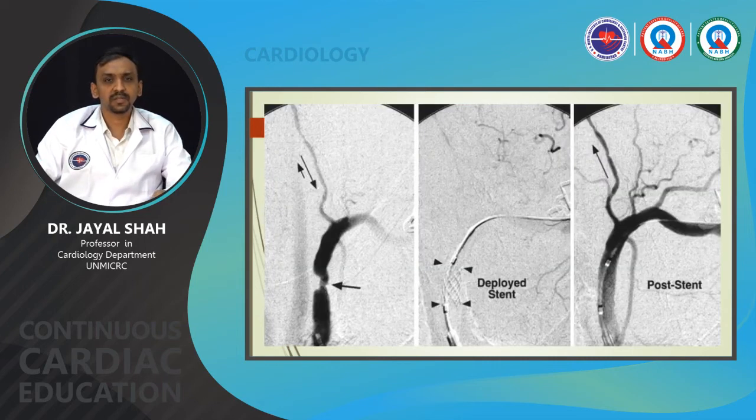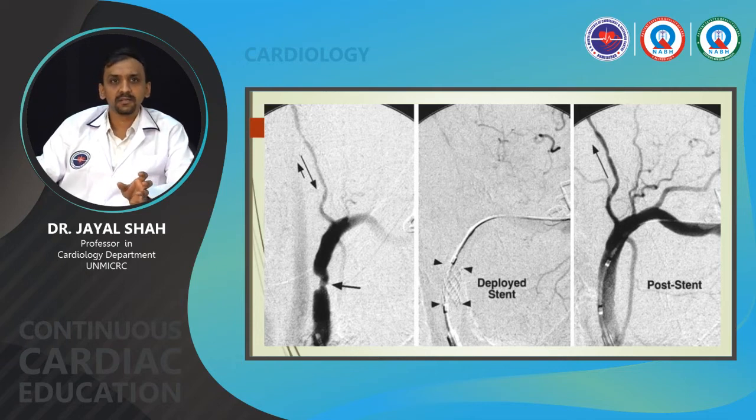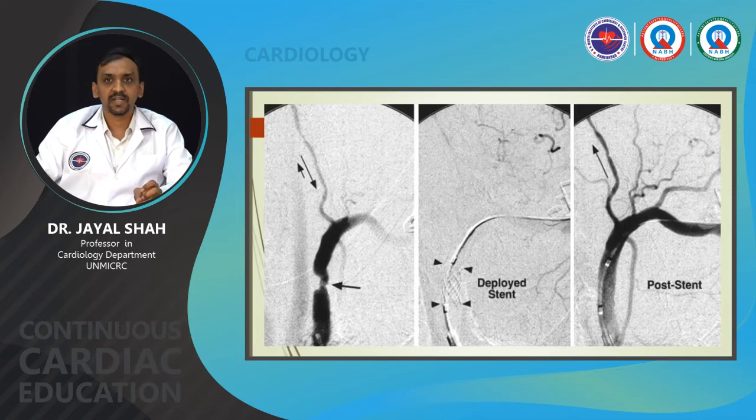So this is just the pictorial representation of the stent placement. The left-sided image shows the pre-stent lesion, which is in the proximal left subclavian artery. In the middle is the image of the deployed stent, and on the right is the post-stent angiogram, which shows the patent artery.